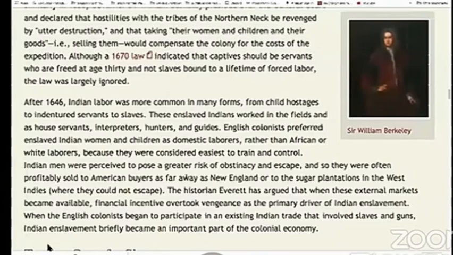The historian Everett has argued that when these external markets became available, financial incentive overtook vengeance as the primary driver of Indian enslavement. When the English colonists began to participate in an existing Indian trade that involved slaves and guns, Indian enslavement briefly became an important part of the colonial economy.